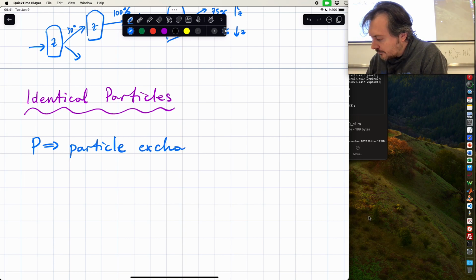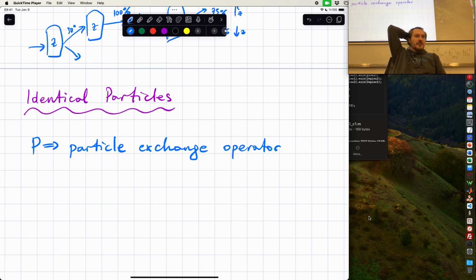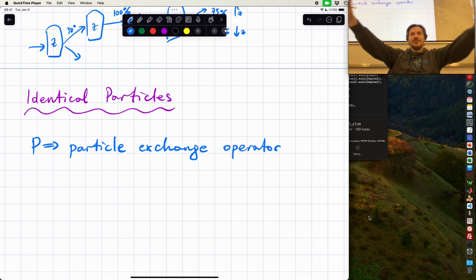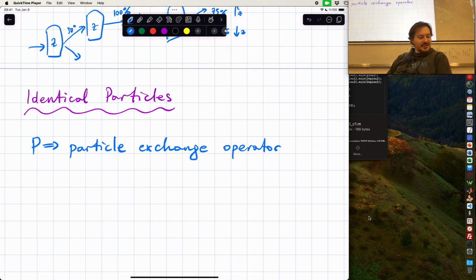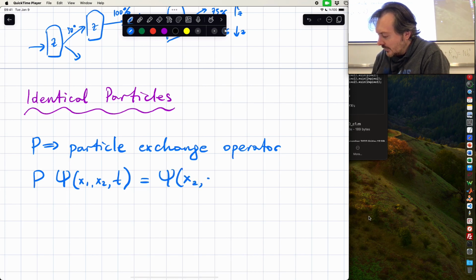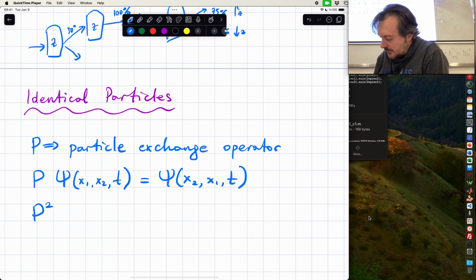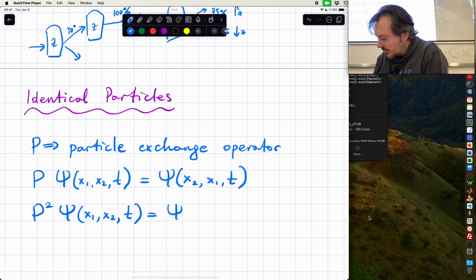Particle exchange operator. So what is it? Okay. So particle exchange operator does the following to the wave function. If you operate on the wave function with particle exchange, guess what? It exchanges the particle coordinates. So first particle becomes the second particle becomes the first, right? Now if you do it twice, p squared, what happens? It comes back to itself, right?